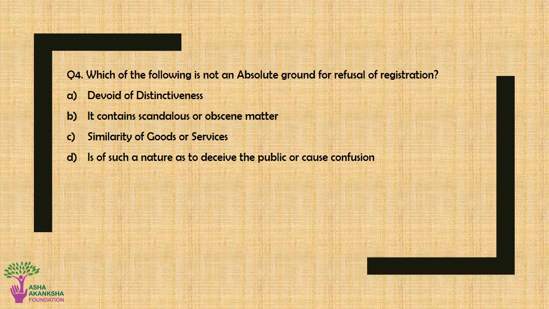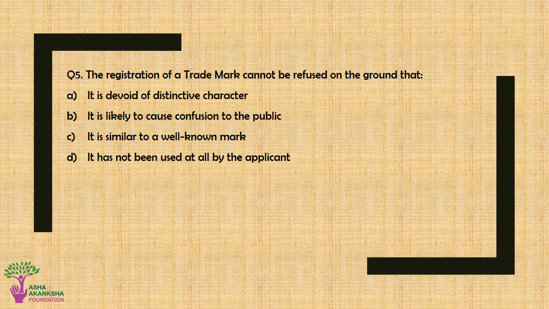Question number 4. Which of the following is not an absolute ground for refusal of registration? Option A. Devoid of distinctiveness. Option B. It contains scandalous or obscene matter. Option C. Similarity of goods or services. Or option D. Is of such a nature as to deceive the public or cause confusion. So the correct answer for this question is option C. Similarity of goods or services.